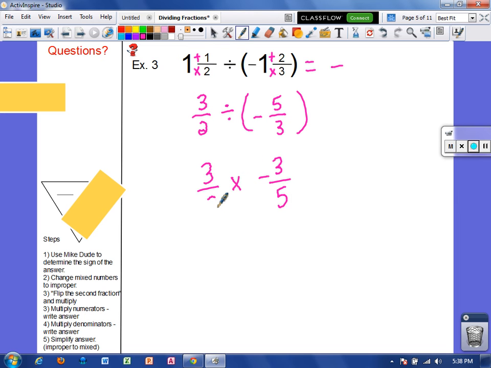So 3 over 2 times negative 3 over 5, and remember, this is going to be a negative answer. So I multiply numerators. 3 times 3 is 9. Multiply denominators. 2 times 5 is 10. So I have negative 9 over 10. That cannot be reduced, and it's not improper, so that is our answer.